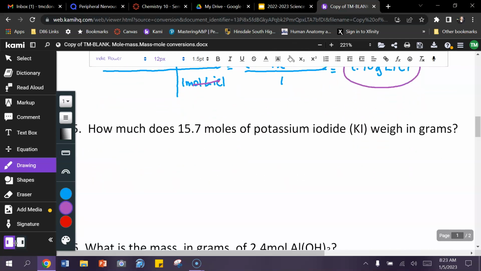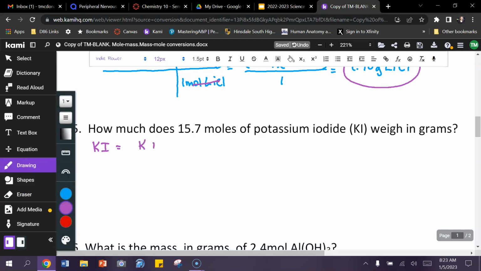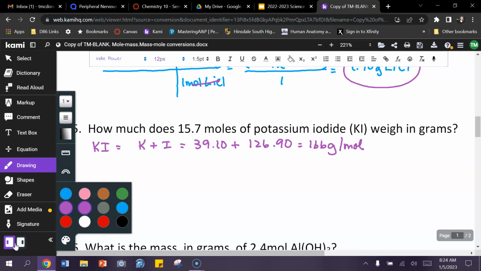Okay, the next one. How much does 15.7 moles of potassium iodide, that's KI, weigh in grams? Well, find the molar mass of KI, and that is K plus I, just one of each. So that's 39.10 plus 126.90, and when I add that together, I get 166 grams in 1 mole of potassium iodide.